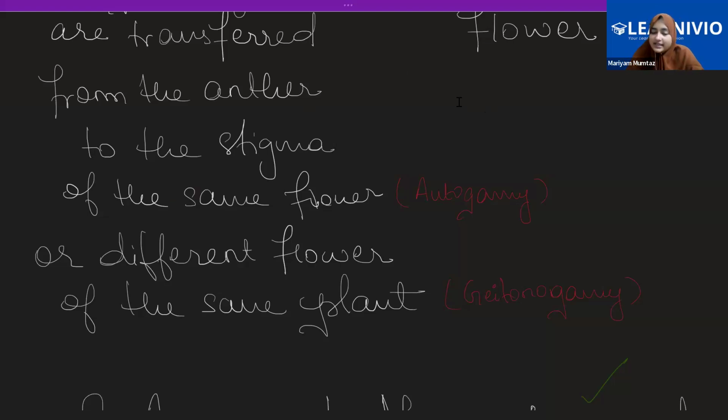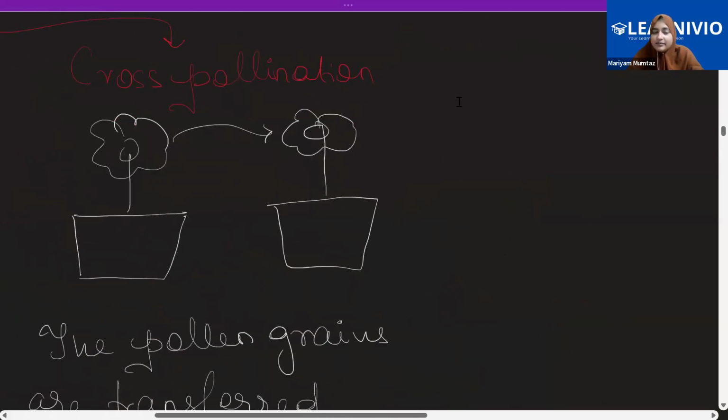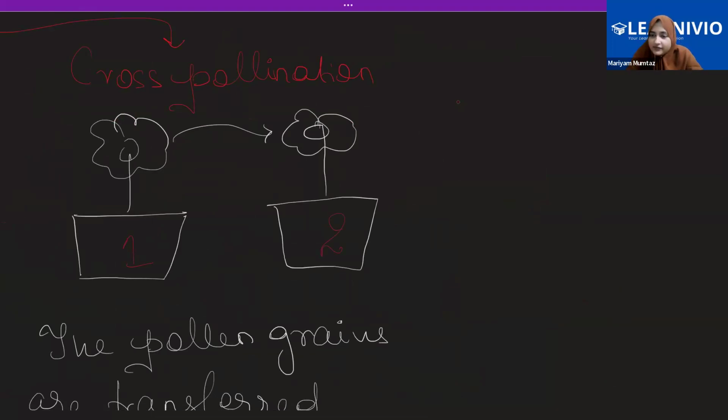So when the plant is the same, that means the genetically same kind of gamete is going to be transferred. There's not going to be any variation, any difference in the genotype. But on the other hand, if you see this example, here this is plant number 1 and this is plant number 2. Here you can see that the pollen grains are being transferred from the anther of one flower to the stigma of another, like from the anther of one plant to the stigma of another plant. This kind of pollination is called cross-pollination, another name for which is xenogamy.